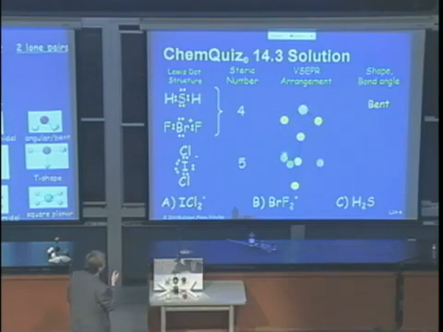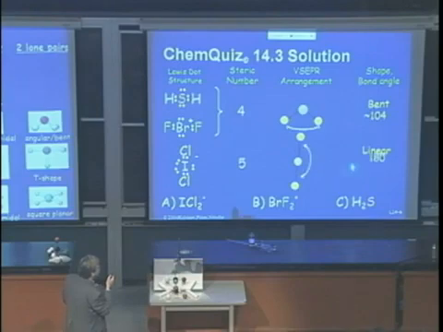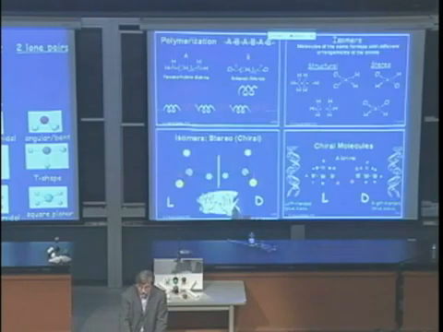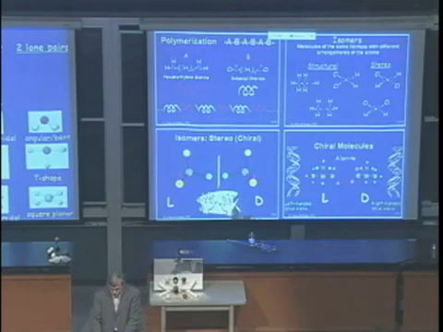And now let's go to this one. We put this free electron pair here, this one here, this one here, and with this we get something like this. It's linear, 180 degrees, all right? That's a difficult one. So the answer was A. You need to practice this. I guarantee you there will be one in the midterm.